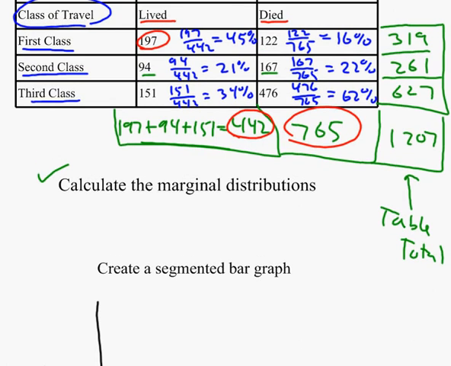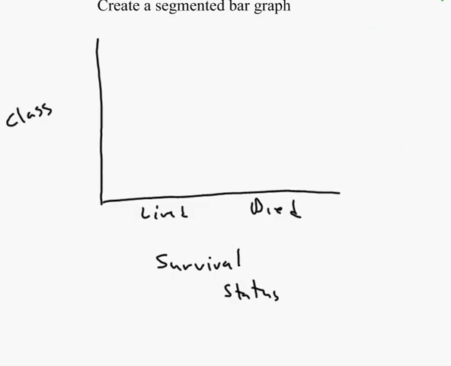All right, so now what we can do is this. I'm going to color code things. I'm going to make first class red, second class green, and third class blue. So here we are. First class is 45% lived and 16% died. So up the side scale here, this is going to be 50%. This is going to be 100%. And what I'll do is I'll start with the red.